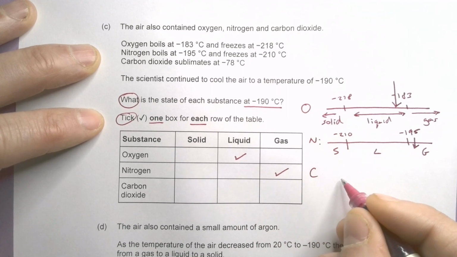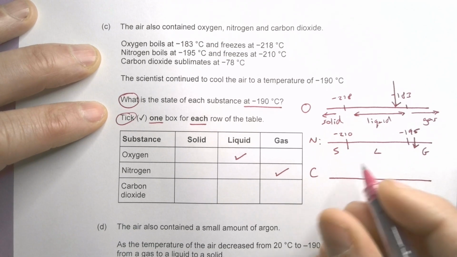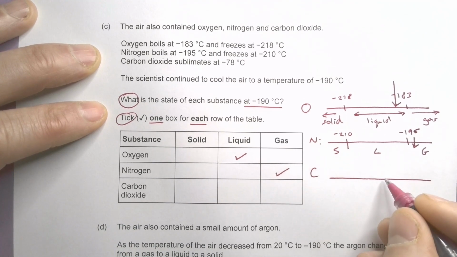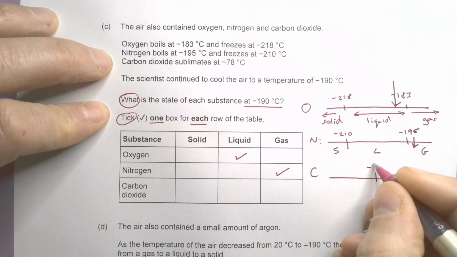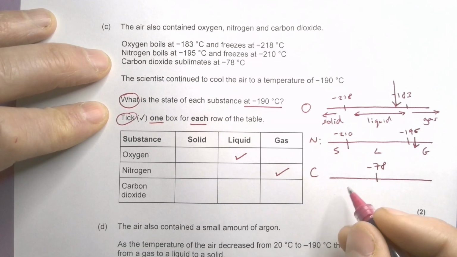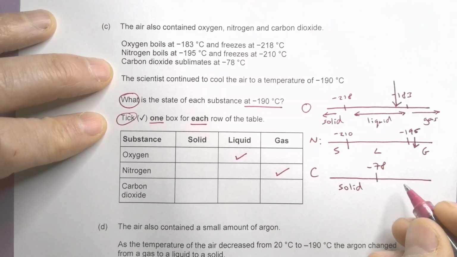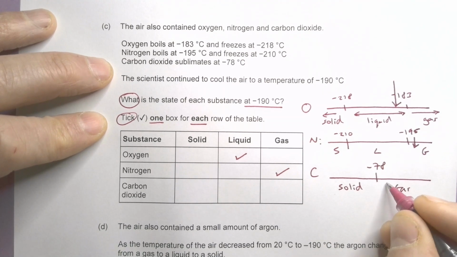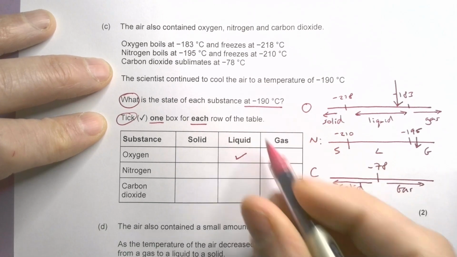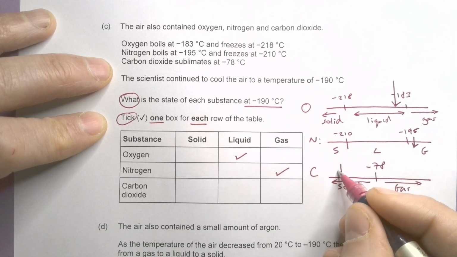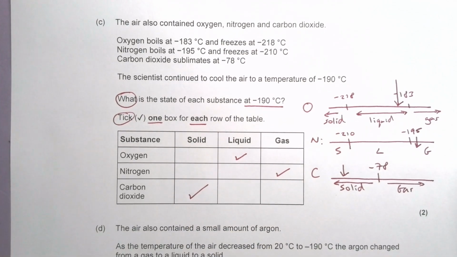Carbon dioxide. Where are my fixed points for carbon dioxide? Ooh, sublimates at minus 78, interesting. So carbon dioxide is an odd one. It's got minus 78 degrees Celsius, and what we've got here is solid, and there's no liquid carbon dioxide, so it's solid or it's gas. And where's minus 190? Well, that's definitely down here somewhere, isn't it? So it's definitely a solid. Carbon dioxide is a solid at that temperature.